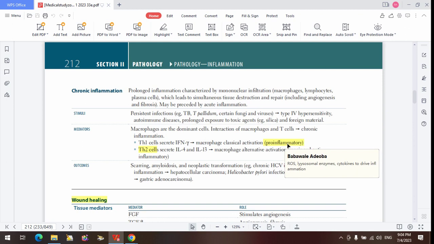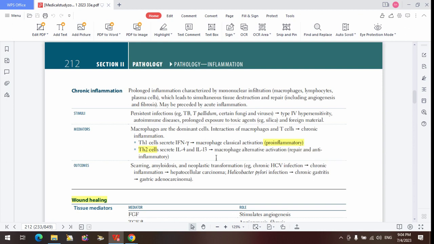Because the macrophages are activated through this pathway from the gamma interferon, they are going to release all these three things that I've listed: reactive oxygen species, lysosomal enzyme, and cytokine, to drive the inflammation, to eliminate that offending agent, and at the same time destroy the tissue unknowingly, iatrogenically.